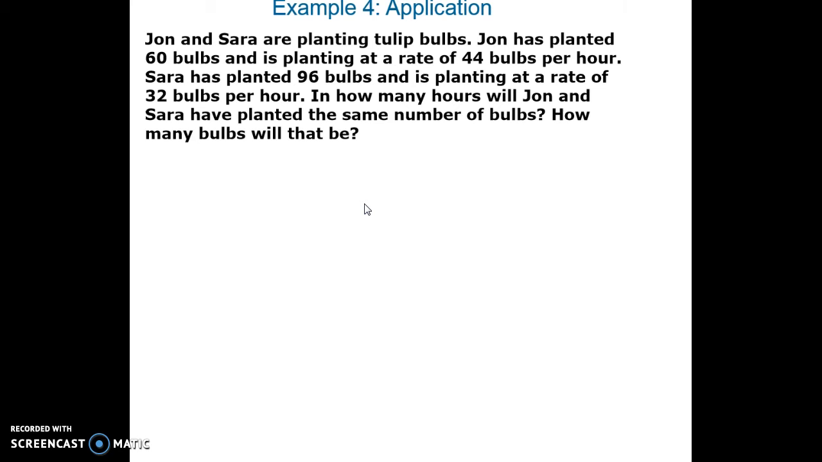Last problem I want to do in my remaining 3 minutes. John and Sarah are planting tulip bulbs. John has planted 60 bulbs and is planting at a rate of 4 bulbs per hour. Sarah has planted 96 bulbs and is planting at a rate of 32 bulbs per hour. In how many hours will John and Sarah have planted the same number of bulbs?